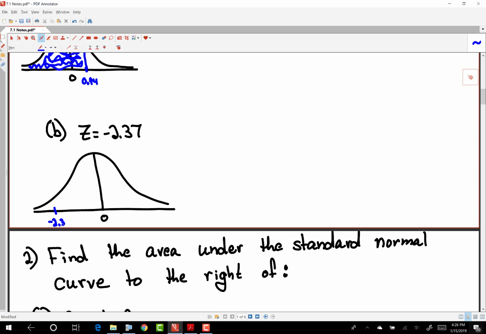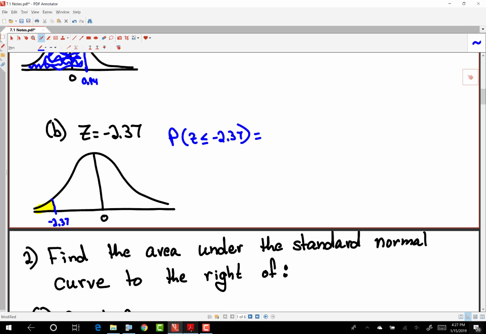So negative 2.37 is right here. And again, we're looking for the area to the left. So we're looking for this area right here is what we're going to find. And when we find that area, it's equivalent to the probability that z is less than or equal to negative 2.37. And I purposely put an equal to on there just to remind you that it doesn't matter. We do it the same way.